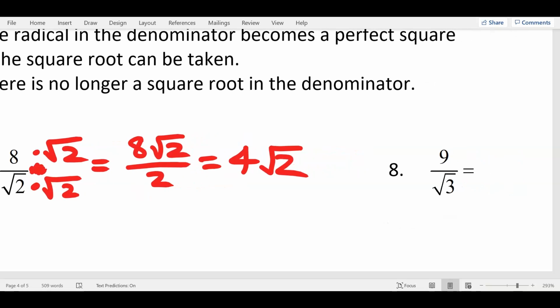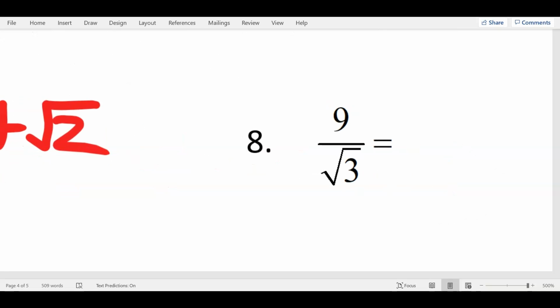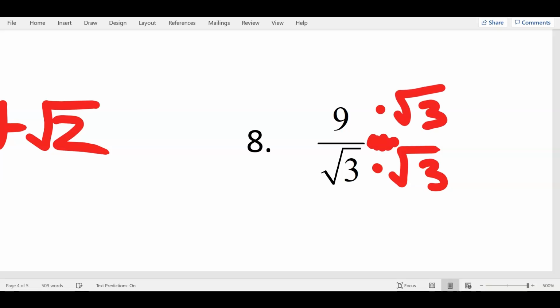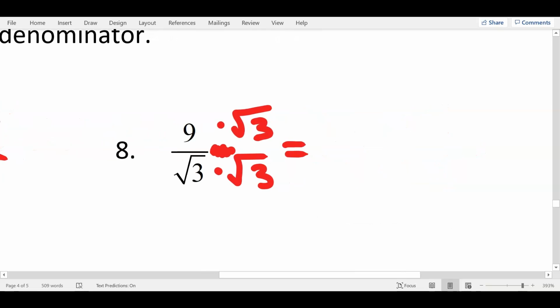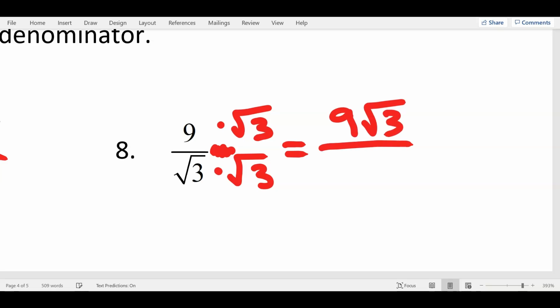Number 8. A square root is on the bottom. That's a no-no. So let's first scratch out that equals. I'm going to multiply by the same square root of 3 on the bottom. And if I do it on the bottom, I'm going to do it on the top. All right. 9 times the square root of 3 is 9 square root of 3. And then on the bottom, square root of 3 times square root of 3 is just 3, right? Square root times itself removes the square root sign.